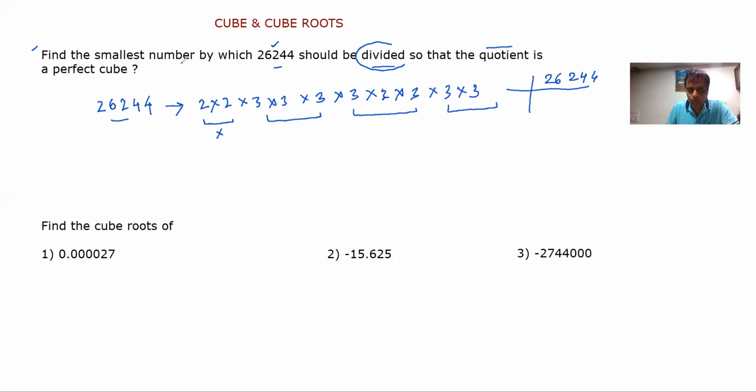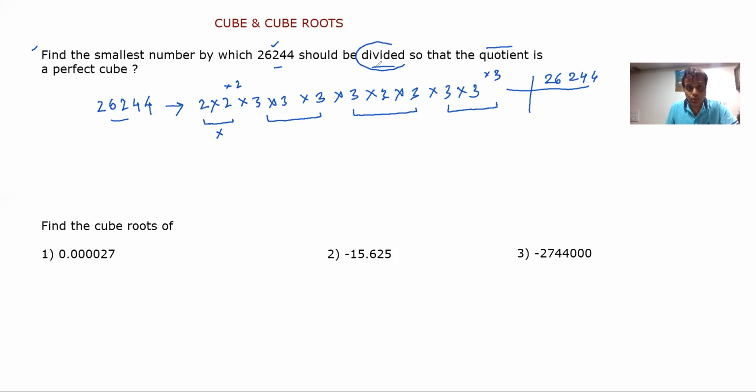Now, had the question been to tell me the smallest number that I should multiply to make it a perfect cube, I would have said multiply by 3 here, multiply by 2 here. Now they all become groups of 3. And so if I multiply this number with 6, which is 3 into 2, it becomes a perfect cube. This was our last video's question.